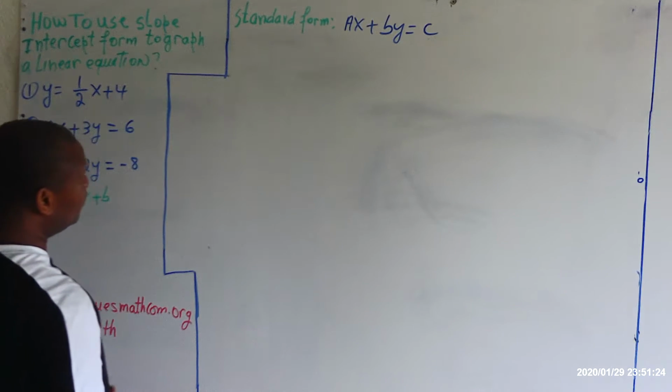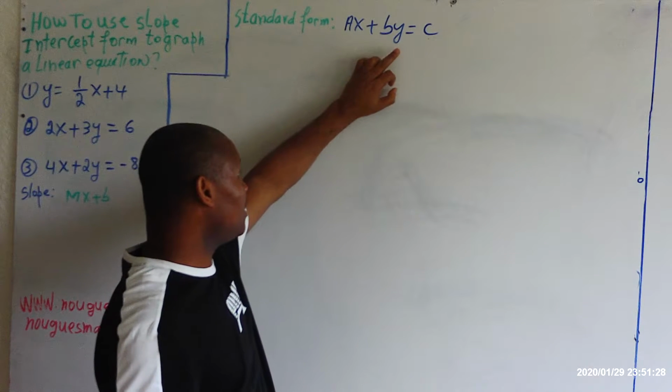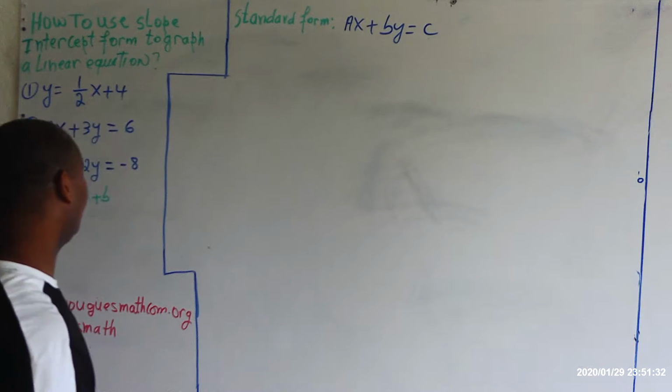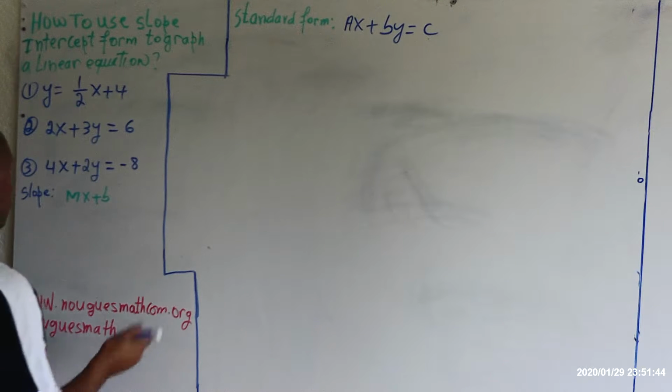We have standard form, which is ax plus by equals c. That's the standard form of a linear equation. But sometimes the linear equation comes in slope form. Slope form is mx plus b. B is the y-intercept.